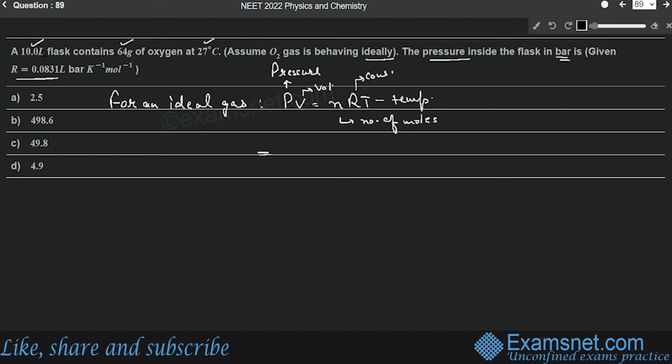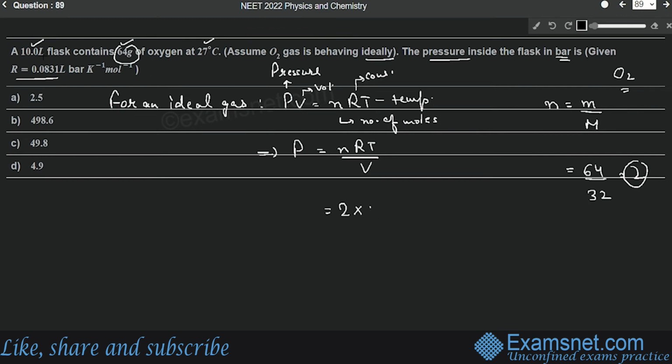So here we have to find out the pressure. So P will be equal to nRT divided by V. Okay. So what is n? That means number of moles is equal to given mass by molecular mass of oxygen. So given mass is 64 grams. 64 divided by molecular mass of oxygen will be what? 16 into 2, so 32. So if we divide it, we'll get 2. That means number of moles is 2. So here we'll put the value of n as 2.